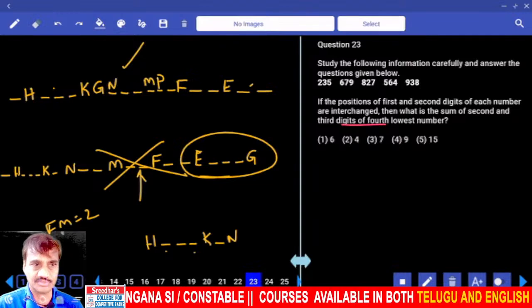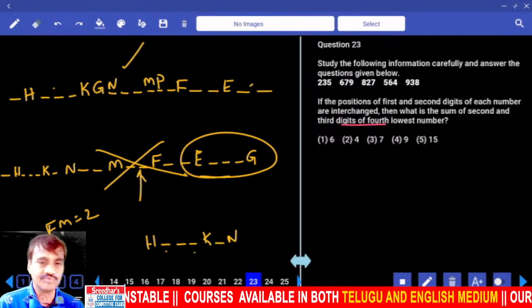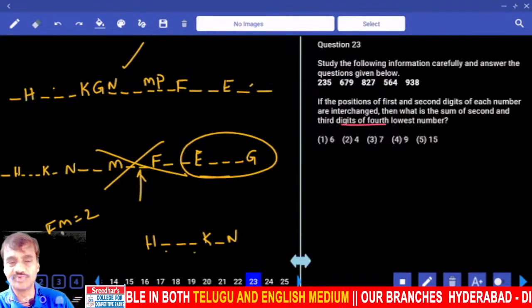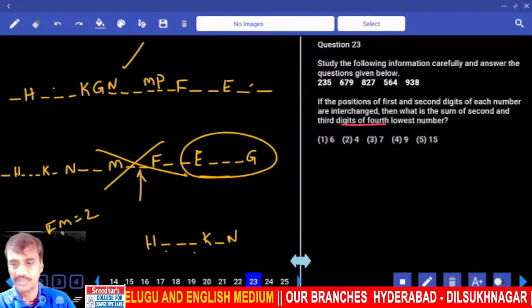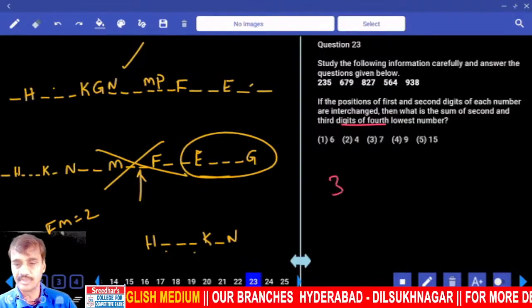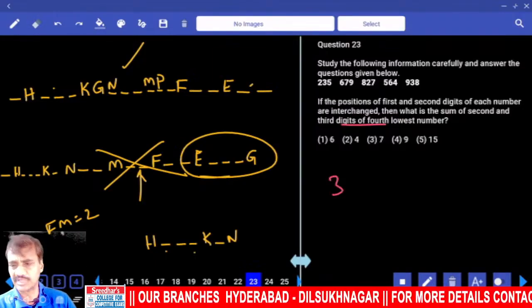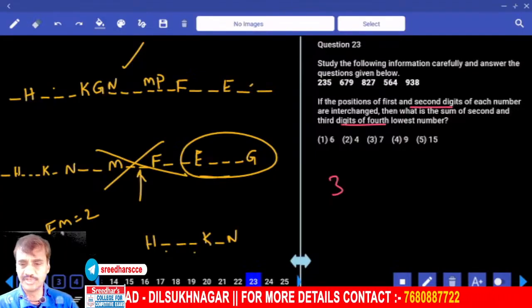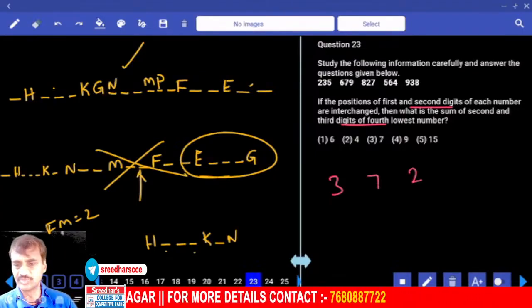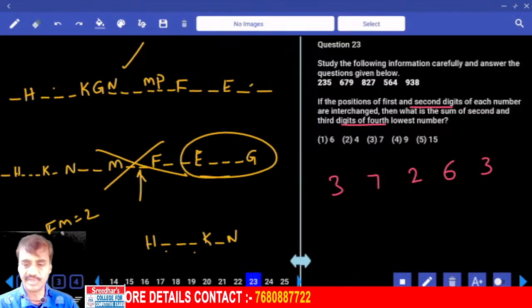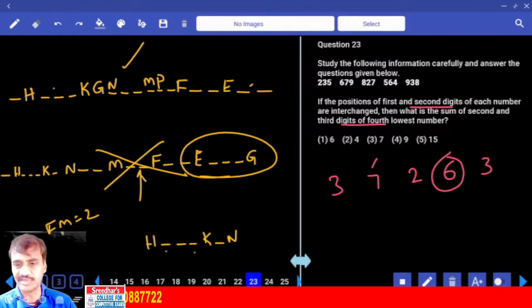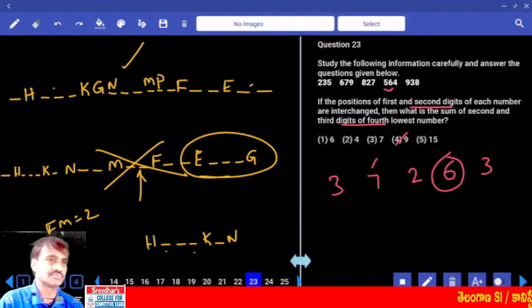Now the 4th lowest number is nothing but the second highest number. Which digit is coming to the first place? Second digit. Among the second digits we need to find out the second highest. Clear? Now positions of first and the second are interchanged. Here 3, now 7, now this will be 2, this is 6, this will be 3. Then highest is 7, this is the second highest. Clear? In this one, what is the question? Sum of the second and the third. Second digit means 5 is coming to this place, 5 plus 4, 9 is your answer, choice 4.